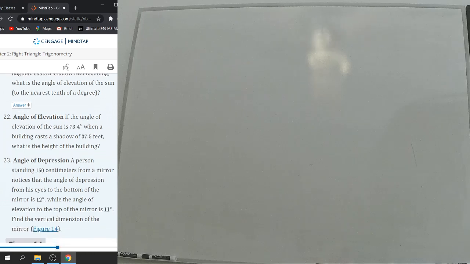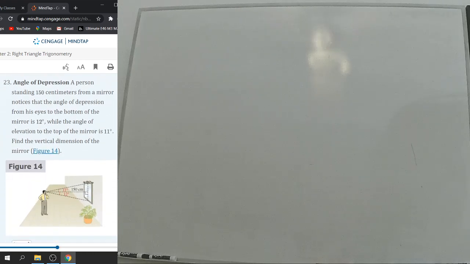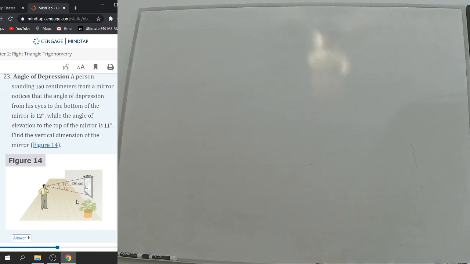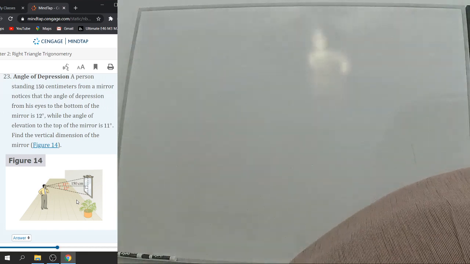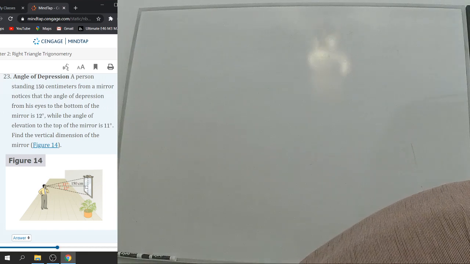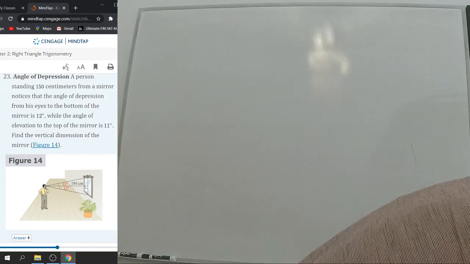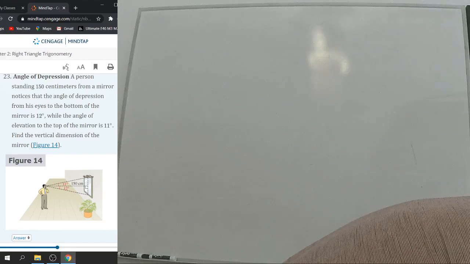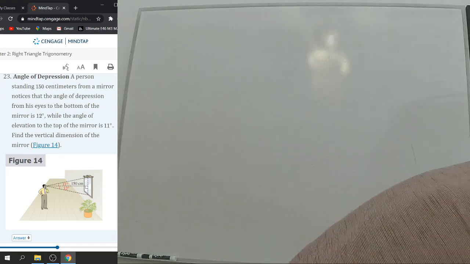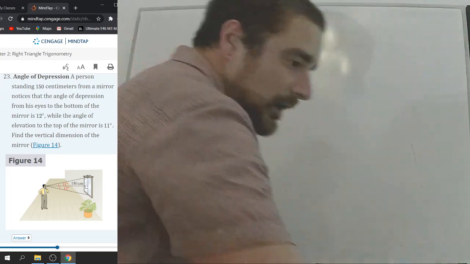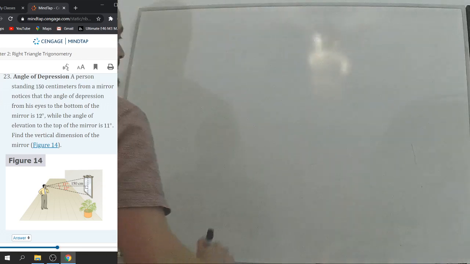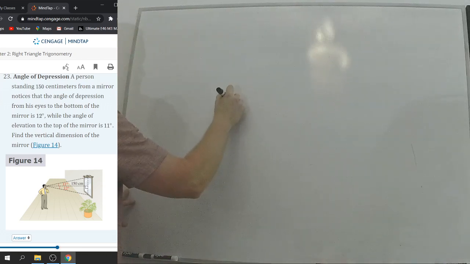Next one, I'm going to scroll down to 23, which has a nice little diagram that we can follow. I'm still going to draw what they have. It might not look as pretty, but it'll be something I can draw on and fill in the blanks. It says a person standing 150 centimeters from a mirror notices that the angle of depression from his eyes to the bottom of the mirror is 12 degrees, while the angle of elevation to the top of the mirror is 11 degrees.